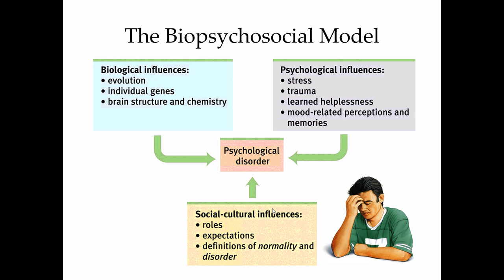Most psychologists today are going to see psychological disorder from the biopsychosocial viewpoint and recognize that there could be biological influences, that we may be adapted for certain environments. If we're encountering different environments, this may lead to problems, or there may be individual genes that predispose people to develop certain mental disorders, or there might be abnormalities of brain structure or brain chemistry that lead to that disorder. They might also recognize potential psychological influences.